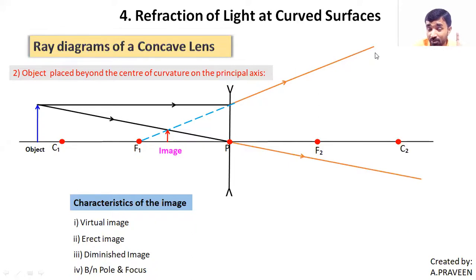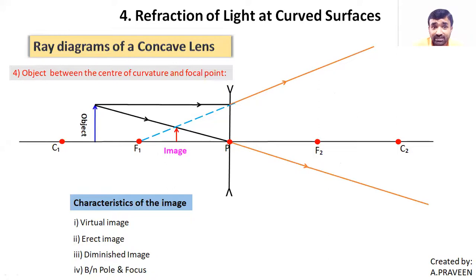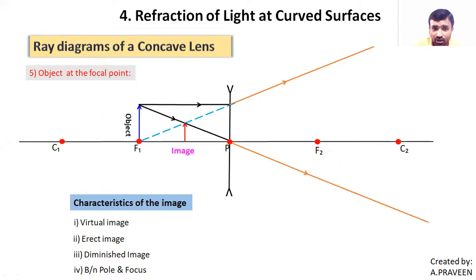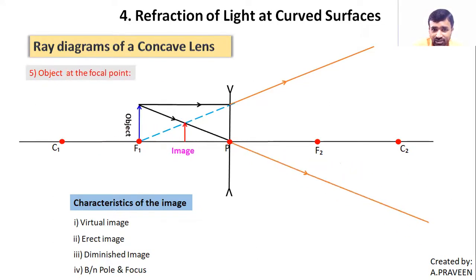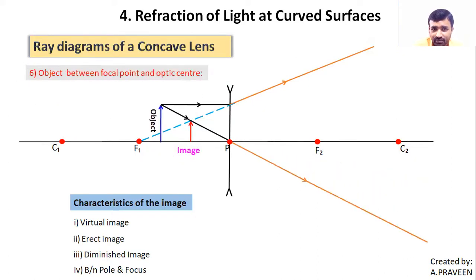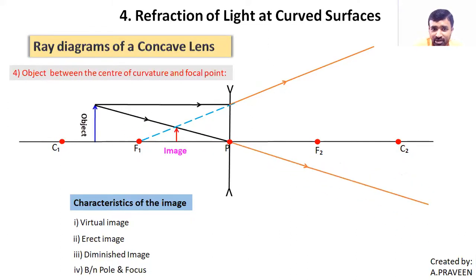You will see the position of the object changing, right? Randomly. So here the object now beyond, I brought it here to the center of curvature. Next, it is between C1 and F1, then between P and F1. So I'm changing the position quickly. What about the image? Do the characteristics change, or do they remain the same? Observe that. I am changing the position quickly.